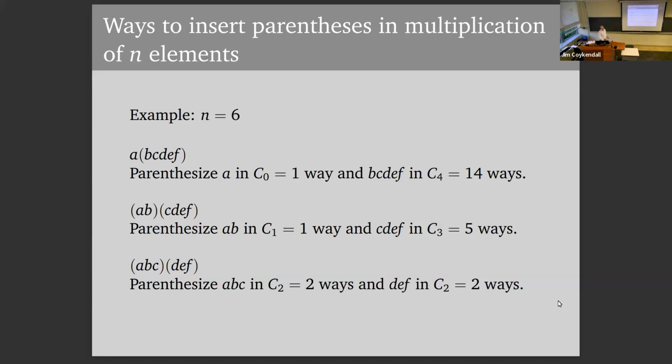And then just as an example, if you have n equals 6, there's 1 way to parenthesize a, and 14 ways to parenthesize this, as we saw earlier, the b, c, d, e, f.